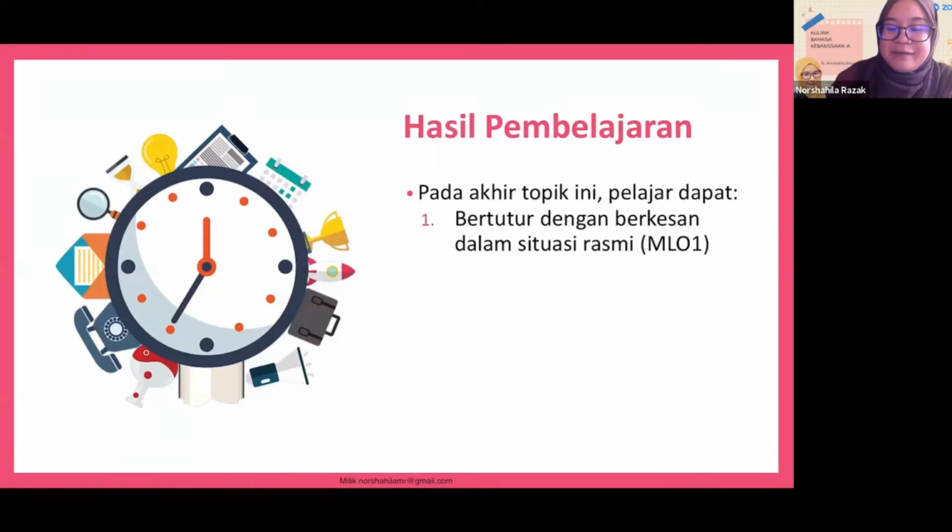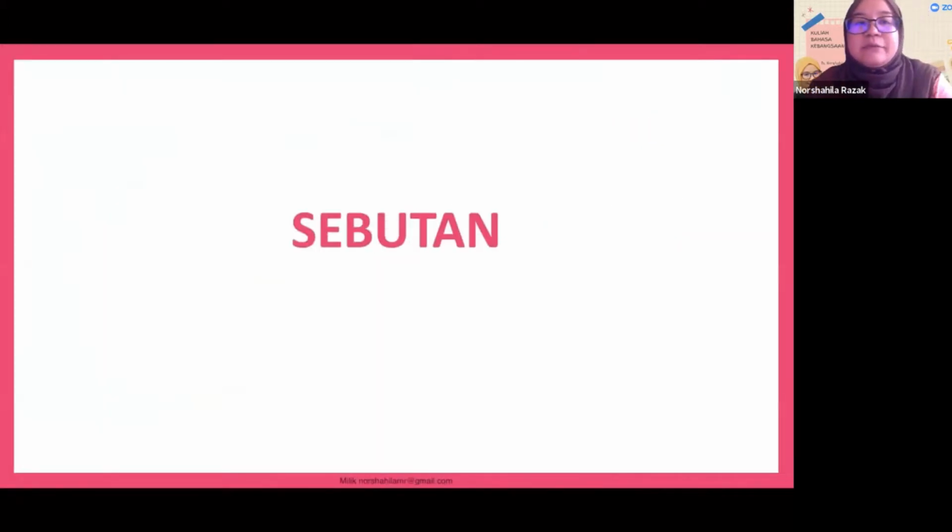Because the way that we write down, that the way we pronounce. So hasil pembelajaran, the learning outcome pada akhir topik ini, pelajar dapat betul-betul dengan berkesan dalam situasi rasmi because you're going to know how to use the correct intonation when you communicate with others. Okay, so we go to pronunciation first, sebutan.